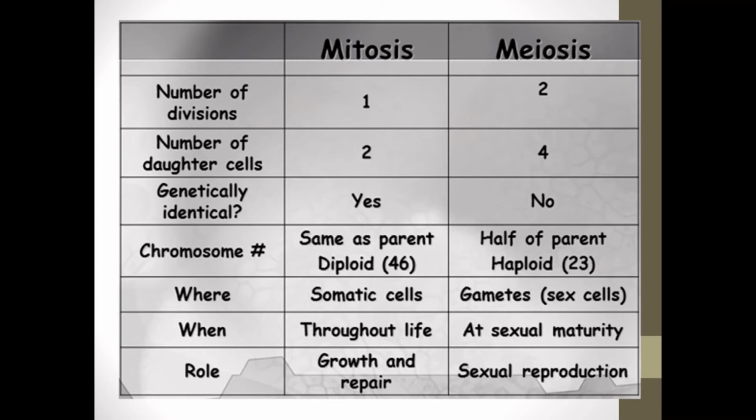Next one, where does mitosis happen? Sa somatic cells, while in meiosis, it is in the gametes or the sex cells. We have the egg and then the sperm cells. Next one, when does mitosis happen? It is throughout our life. Kasi kahit na matanda na tayo, diba, kapag nasusugat tayo, nare-repair pa rin yung wounded cells. While in meiosis, it happens at sexual maturity, just like when a girl or a woman reaches the stage wherein she already has her monthly period. Next one, the role of mitosis is again for growth and repair, while in meiosis, we have sexual reproduction.